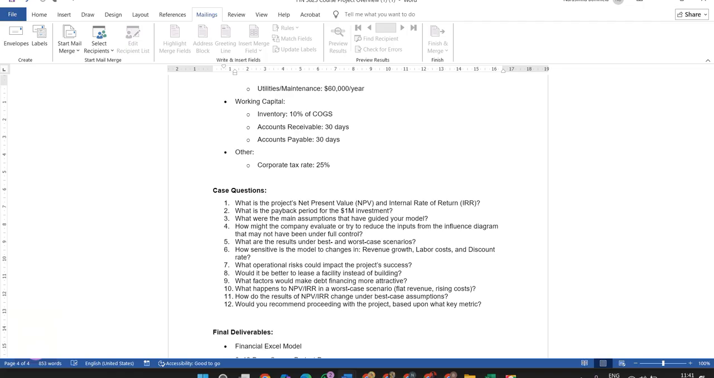Okay, so would it be better to lease the facility instead of building? For questions 8 and 9, do some research and write about it. Mostly, when we have our own property, it will be more advantageous and gives you more economic benefit when compared to taking a building on lease. That is one important aspect.